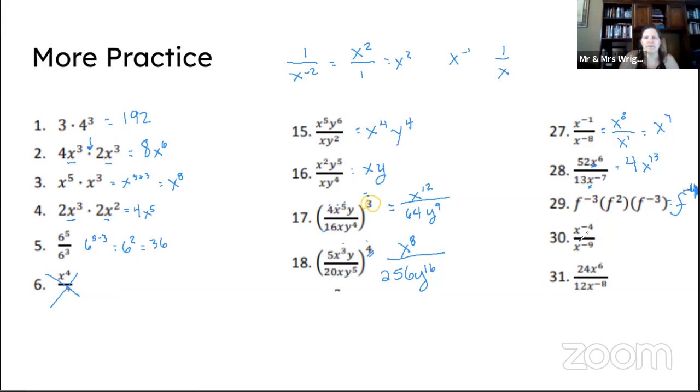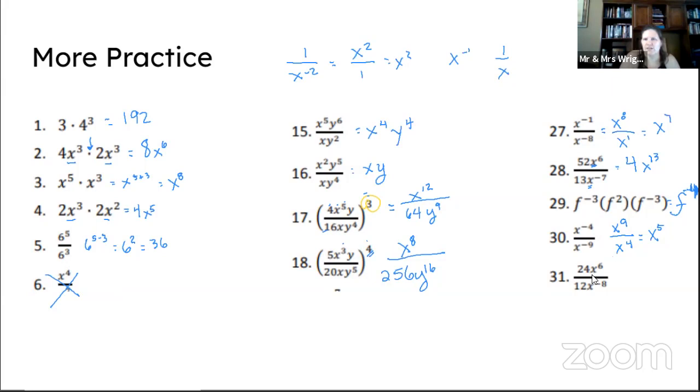-4. All right, so here we have some x's, and again, they're both negative. So I'm just going to flip it. I'm going to find the reciprocal. x to the power of 9 over x to the power of 4. Now I can subtract. I've got x to the power of 9 minus 4, which is 5. So x to the 5th power.